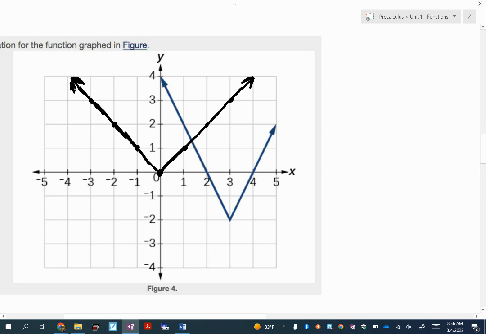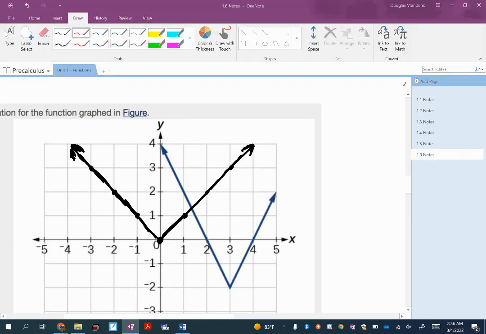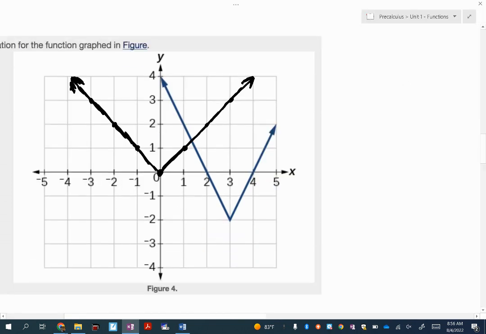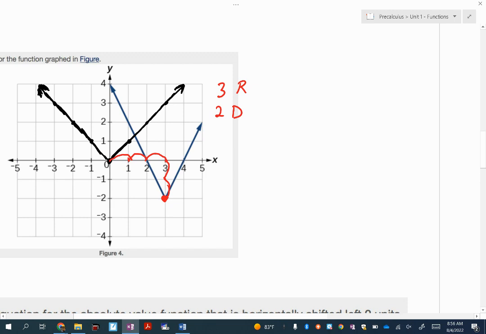Now, when I go from the one that I drew in black to the one that's in blue, if I were to count how far I'm moving, I'm going to move 1, 2, 3 to the right. So that's 3 units to the right, or 3R. And then I'm moving 1, 2 units down. So that's my horizontal and vertical shift. So I'm going to go ahead and write that.